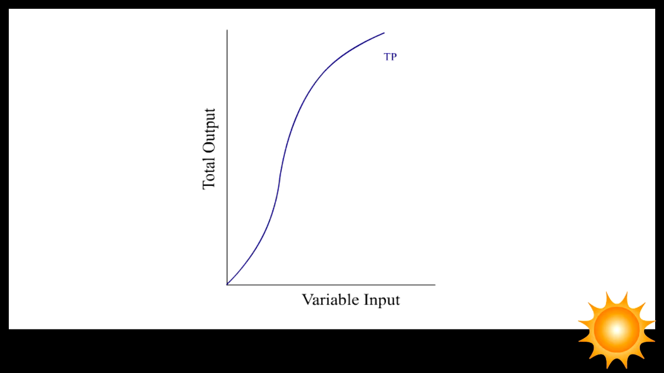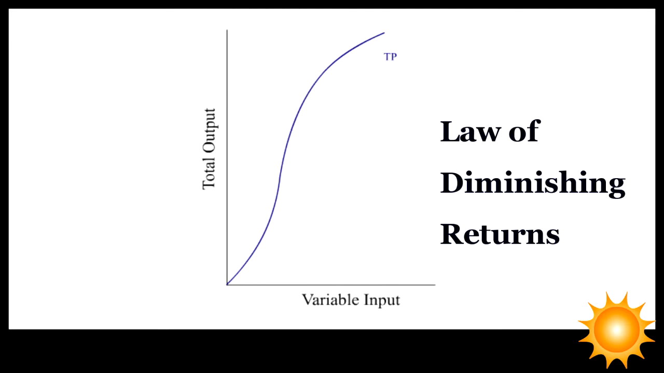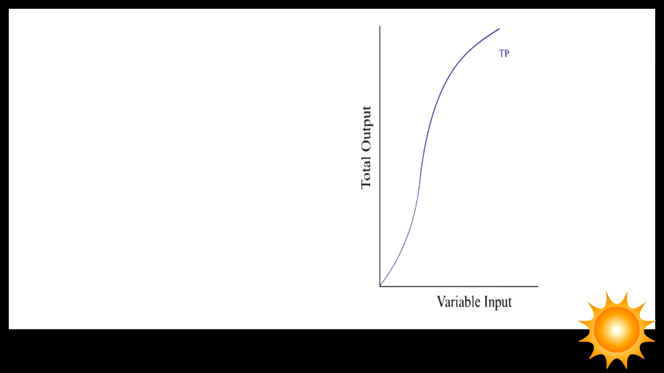In the short run, where fixed inputs are combined with variable inputs, the production function is an S-shaped upward sloping curve, TP. This total product curve starts with a segment with increasing slope, followed by a segment with decreasing slope, reflecting the law of diminishing returns. From this TP curve, we can derive the total variable cost curve.